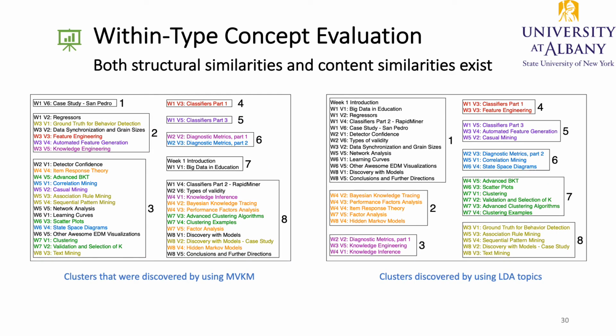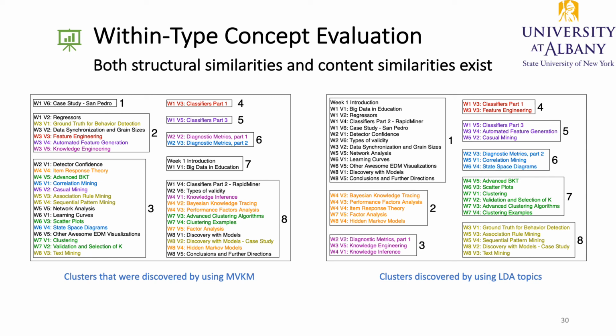Here, we show experiment results for within-type concept evaluation first. For structure-based similarity, we use the course schedule, so the learning materials in each course module are considered to be similar to each other, as shown with the same week numbers. The figure on the left-hand side is for clusters discovered by MVKM, and clusters discovered by LDA are in the figure on the right-hand side. Rectangles show clusters. Colors show topic-based clusters. So learning materials with the same color are close to each other based on their topics.